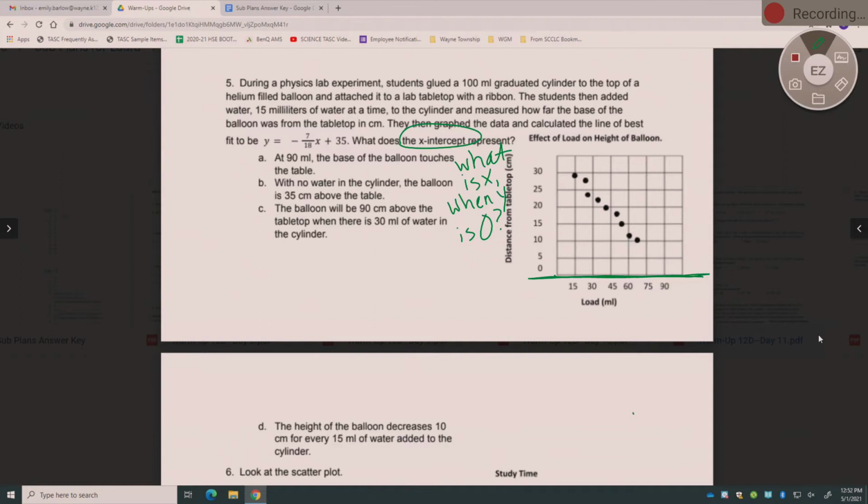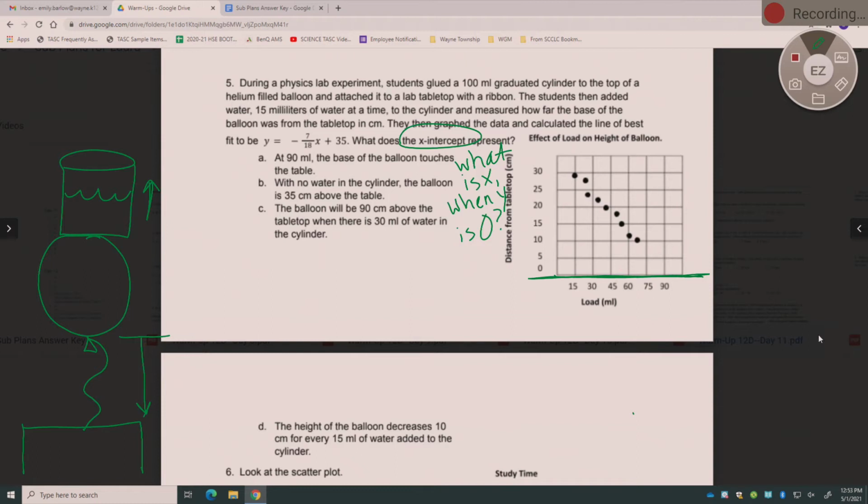So I have this graduated cylinder on top of a balloon. And the balloon is attached to a table. Now, as they add water into the cylinder, the balloon gets closer and closer to the table. So the more water they put in, the shorter the distance is between the table.